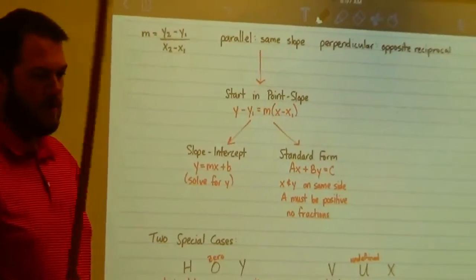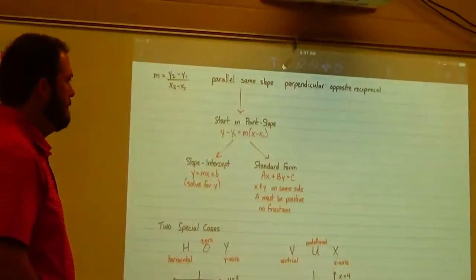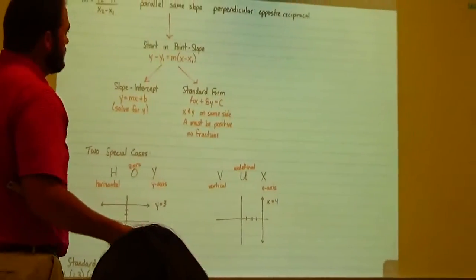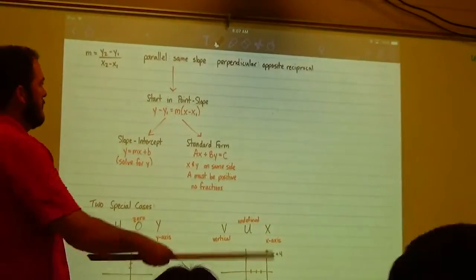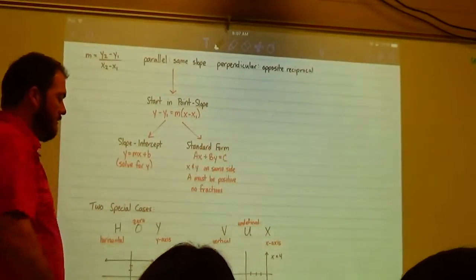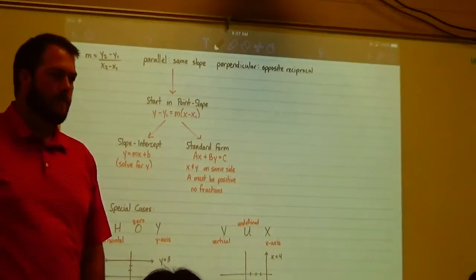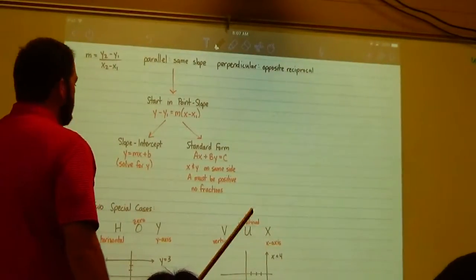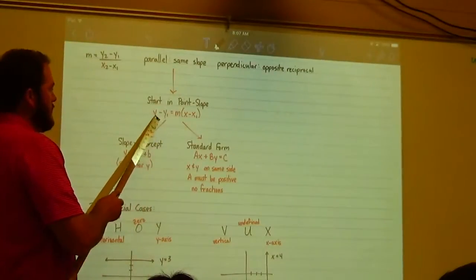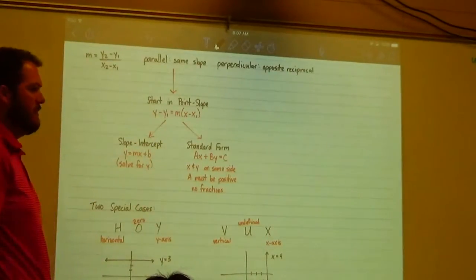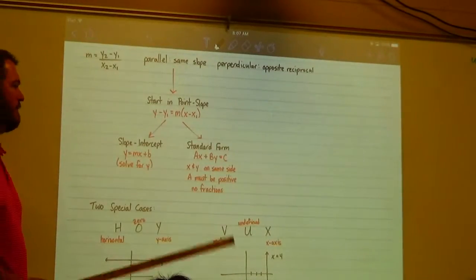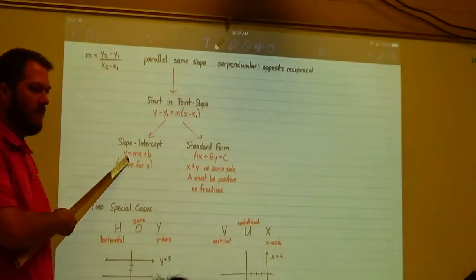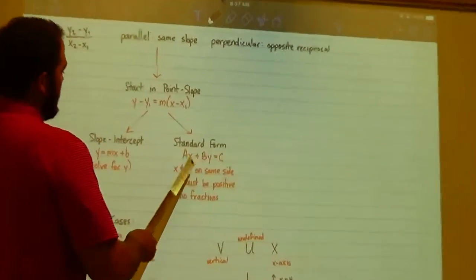We're given the equation of a line and asked for a parallel or perpendicular line. Parallel means the same slope; perpendicular means the opposite reciprocal. What's that in normal English? Flip it and change the sign. Start in point-slope form: y minus y1 equals m times x minus x1. Then for slope-intercept form, you're solving for y, if it asks for that. If it asks for standard form, get x and y on the same side.